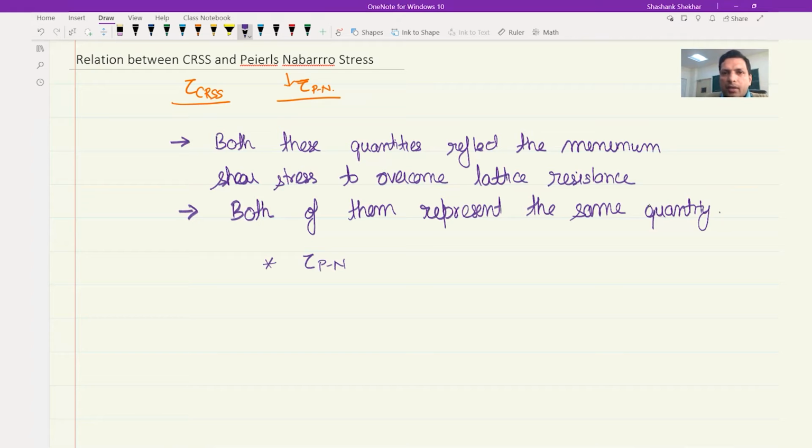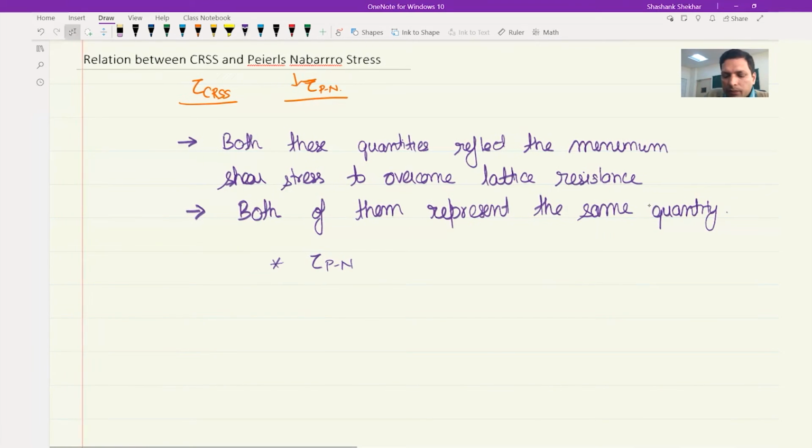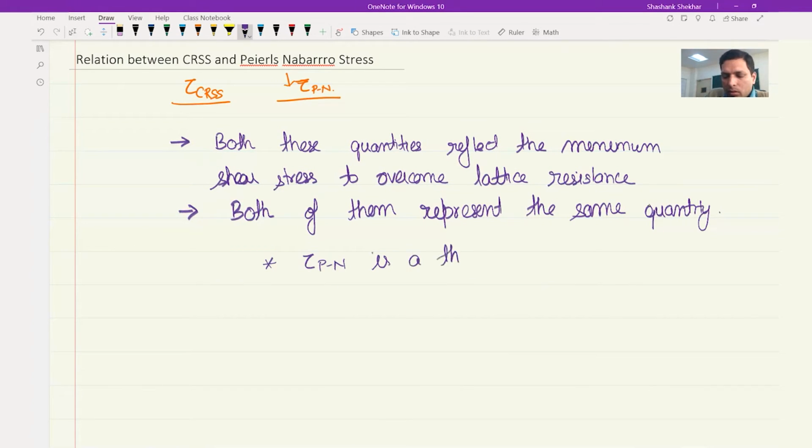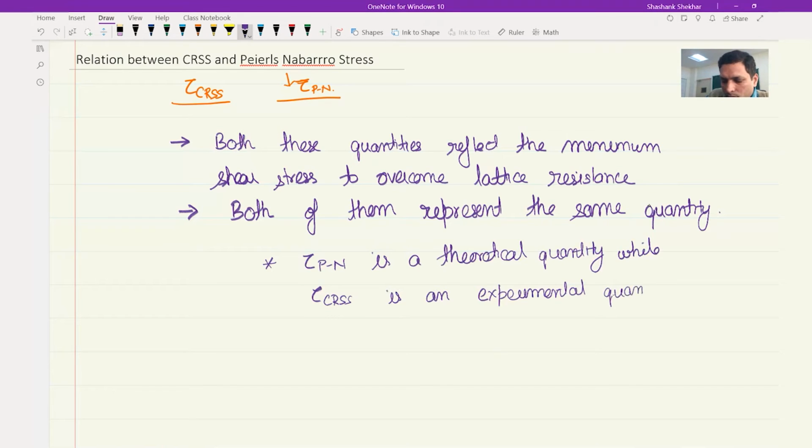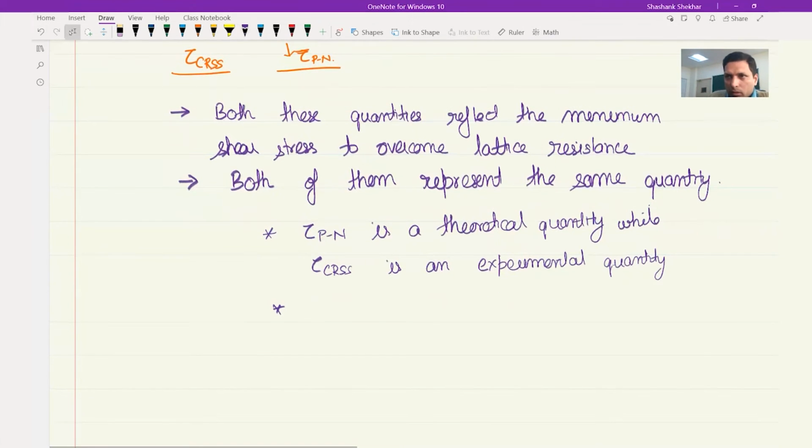However, both of them represent the same thing, that is the lattice resistance against the movement of the dislocation. So let me summarize what I just mentioned. Tau PN is a theoretical quantity, while tau CRSS is an experimental quantity. Tau PN is given for 0 Kelvin, while tau CRSS is obtained for whatever temperature you have done the test at. So that was the second difference.